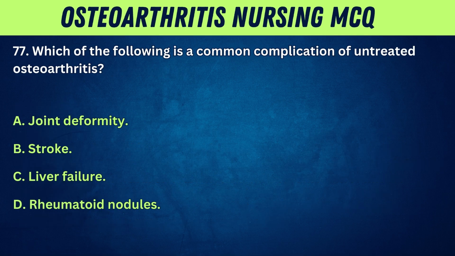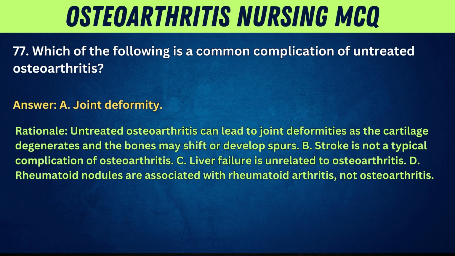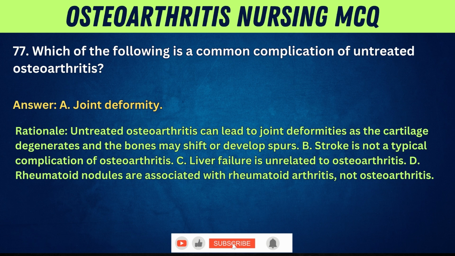77. Which of the following is a common complication of untreated osteoarthritis? A. Joint deformity. B. Stroke. C. Liver failure. D. Rheumatoid nodules. Answer: A. Joint deformity. Rationale: untreated osteoarthritis can lead to joint deformities as the cartilage degenerates and the bones may shift or develop spurs.